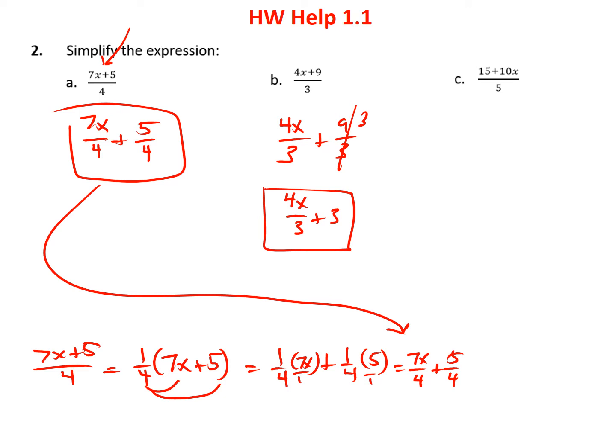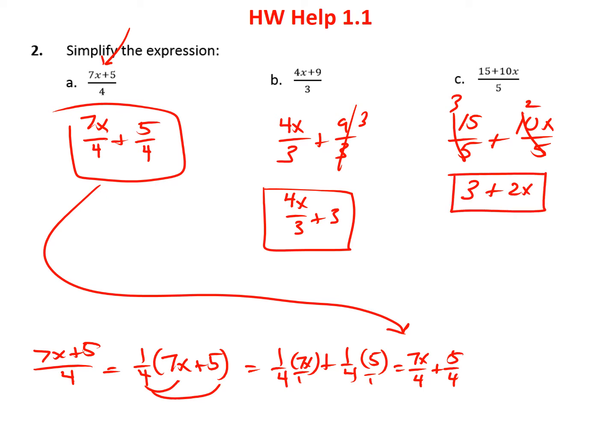Okay, again, I'm going to take the top, and each one of them gets divided by 5. So I have 15 divided by 5 plus 10x divided by 5. 5 goes into 15 3 times, and 5 goes into 10 2 times. So my answer is 3 plus 2x. See that? So doing it this way is simpler than doing it that way, but it's helpful sometimes to understand the other way as well.